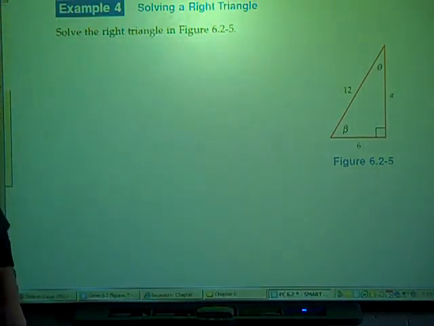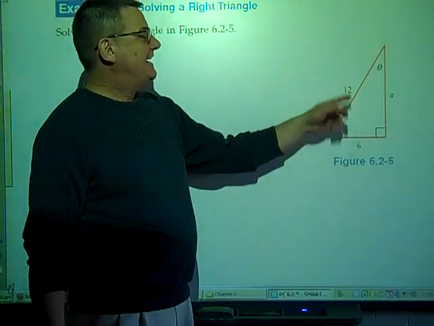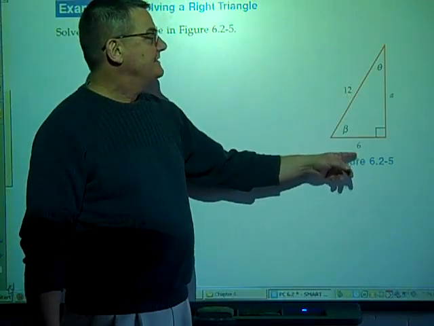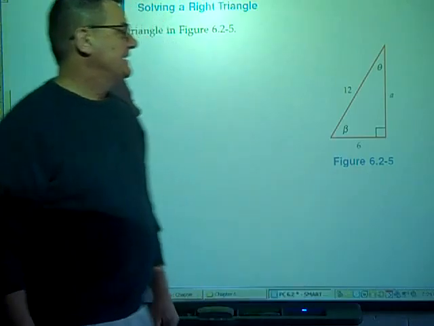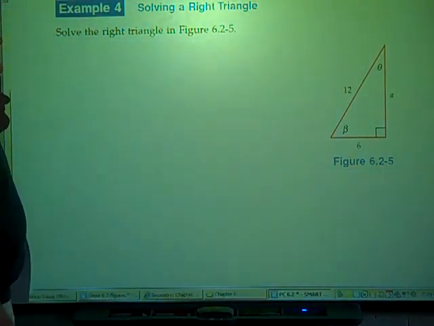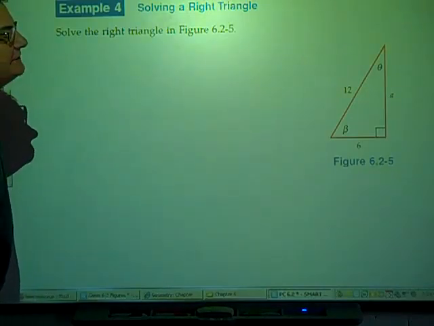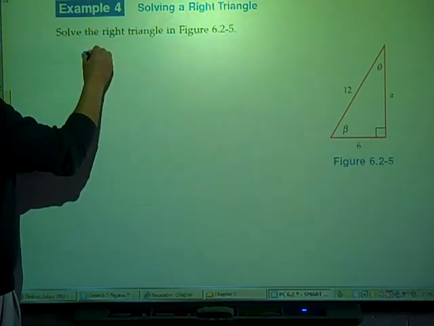Okay, on this one, we are given two sides instead of a side and an angle. We're given two sides, and we have to find two missing angles and a missing side.